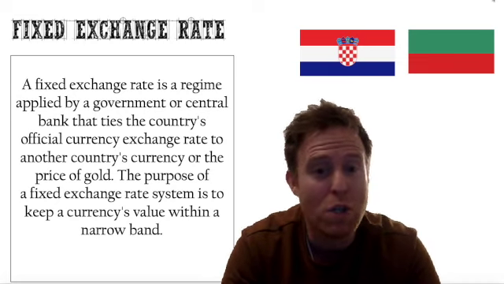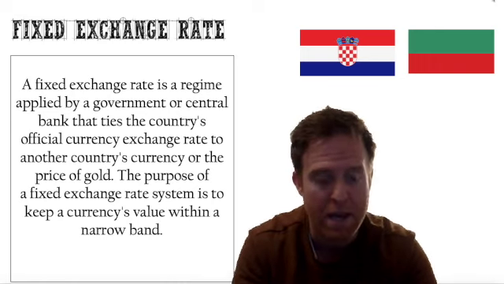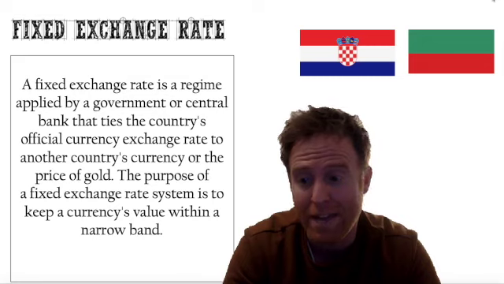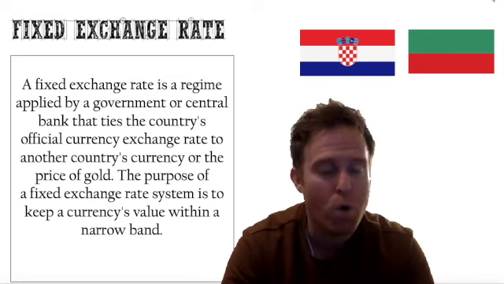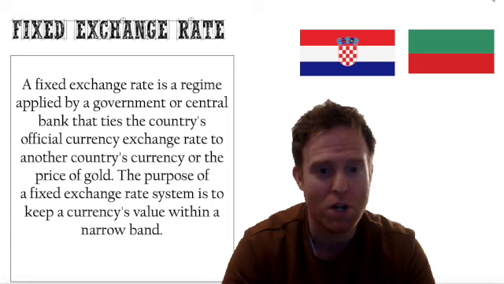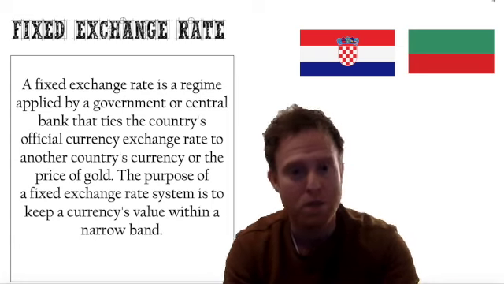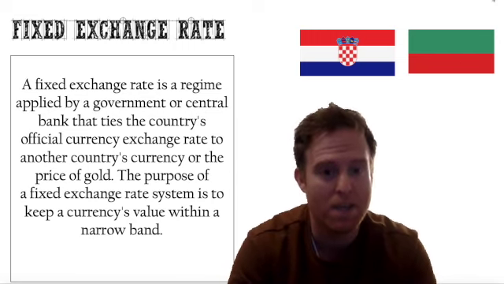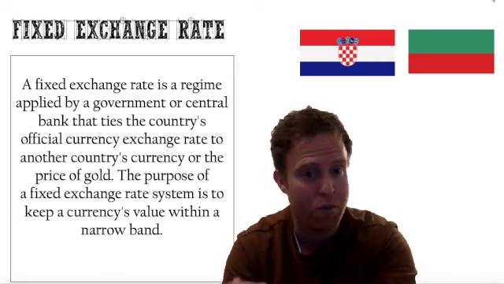Now, the purpose of a fixed exchange rate is to keep a currency's value within a narrow band. What I mean by that is, let's imagine you've got a country that carries out a lot of international trade with a major trading partner, and they want that certainty. They want to make sure that their domestic firms know what the price will be when they're, for example, importing. Because of that, they want to provide that stability, and therefore they'll peg their currency to that of another country's at a certain rate.